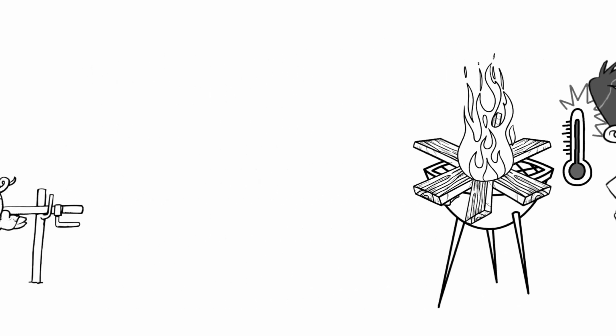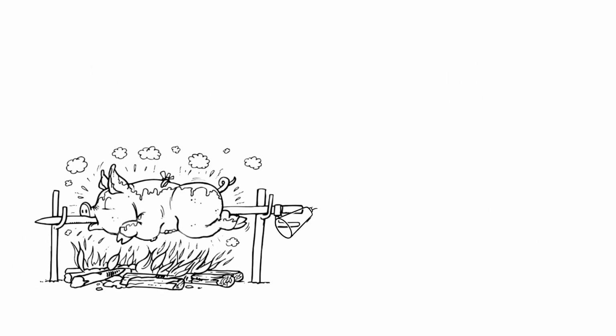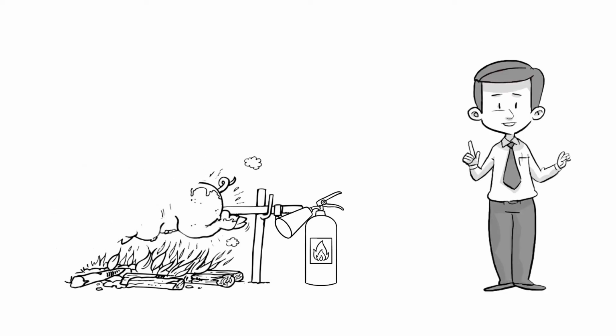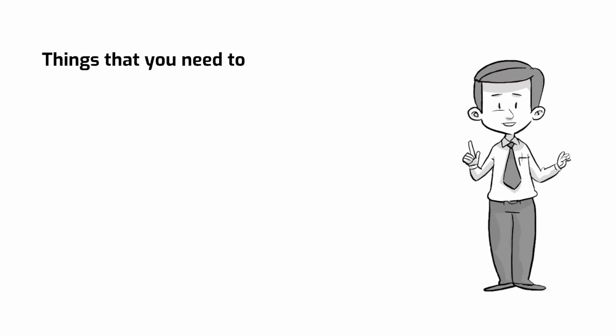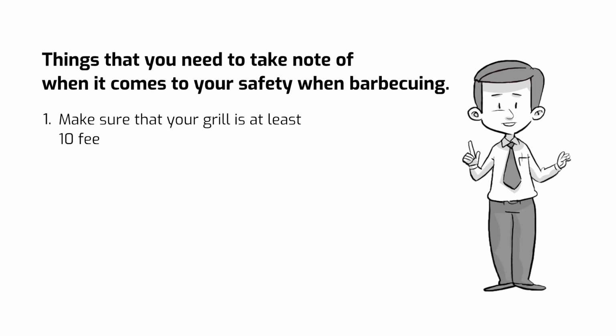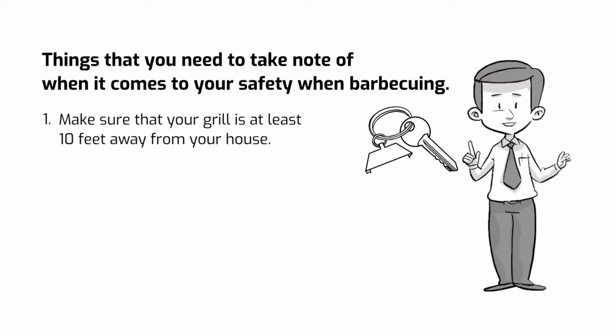Prepare all the meat you need as fast as you can, because once the smoke starts you are good to go. When dealing with open fire and gas, you need to make sure that there are no fire hazards near the pit or grill. It always pays to be alert on this kind of occasion and cookouts. Here are a few things that you need to take note of when it comes to your safety when barbecuing. First, make sure that your grill is at least 10 feet away from your house. This includes your garage or any additional house fixtures that can catch fire like wooden doors.